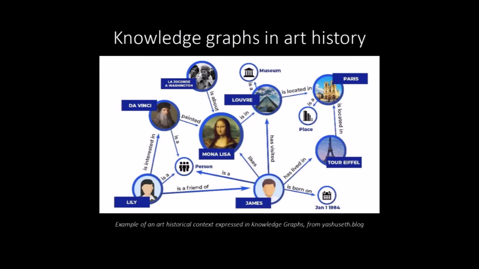In more complex relationship systems, such as this example from art history, the various entities are connected to knowledge graphs by a variety of properties. We learn that Lily, who is interested in Da Vinci, is friends with James, who likes the Mona Lisa, on display in the Louvre, and so on.